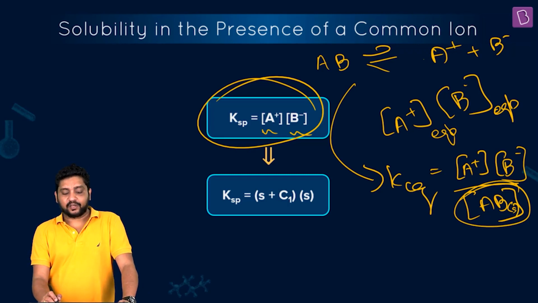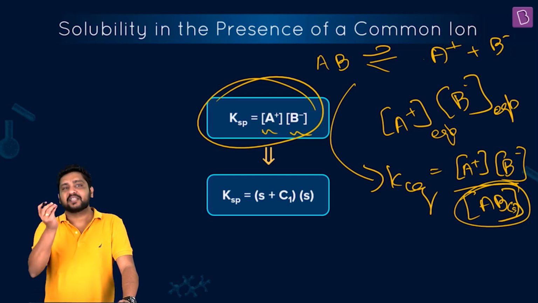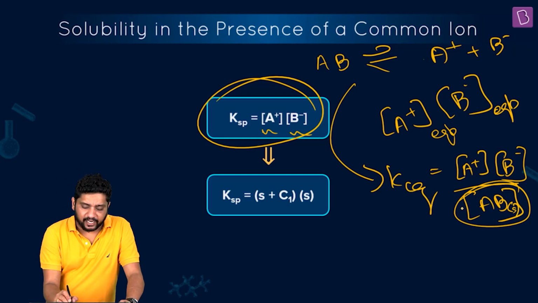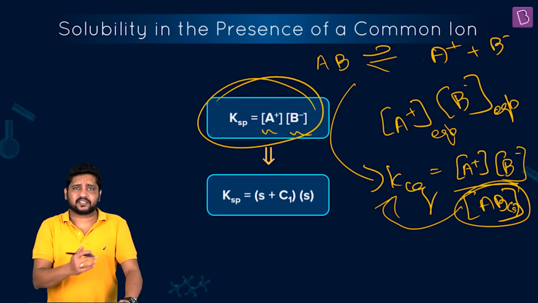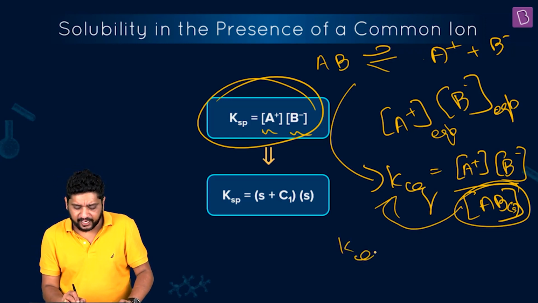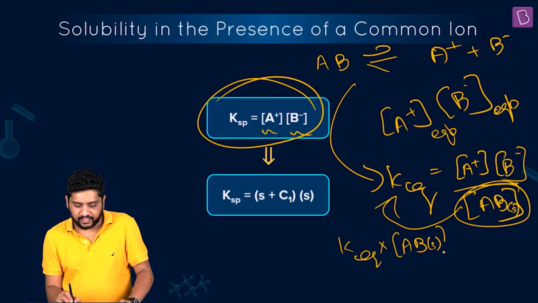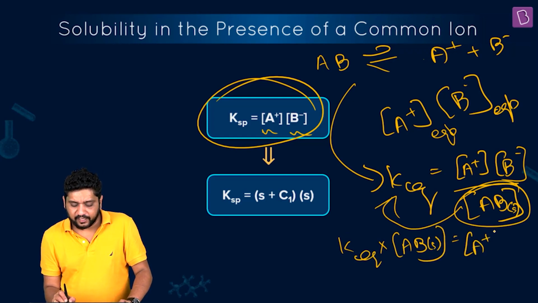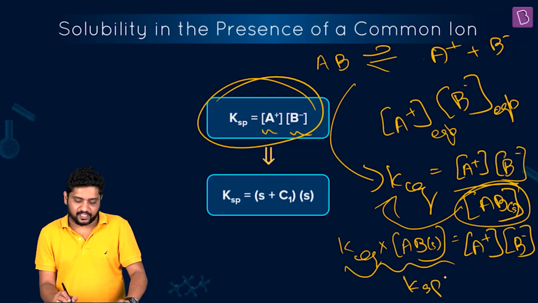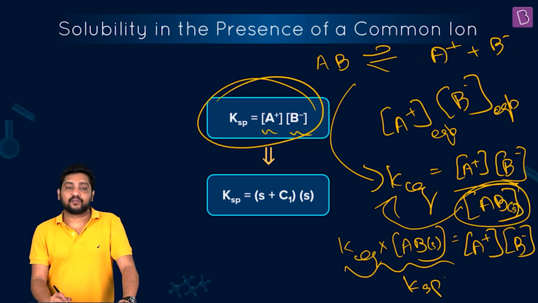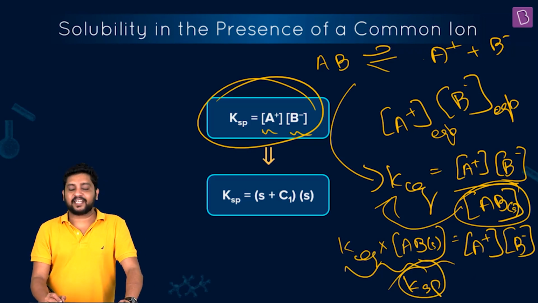The idea is, it's not taken as 1, the idea is that it is a fixed value. So why unnecessarily carry around a fixed value? Let's take it to the other side. So we'll get K equilibrium into AB solid activity should be equal to A plus into B minus. Now since AB solid activity is a fixed value, this is also going to be a fixed value, which we call as KSP. This is the idea of what we call as solubility product.